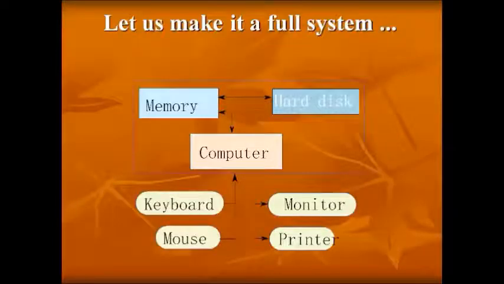So let us make it a full system. You have your computer, your system unit, your memory, your hard disk, and of course, the system unit will not work without the what? Input and output devices. What are the input and output devices? The input devices are the keyboard and the mouse. The output devices are the monitor and the printer.